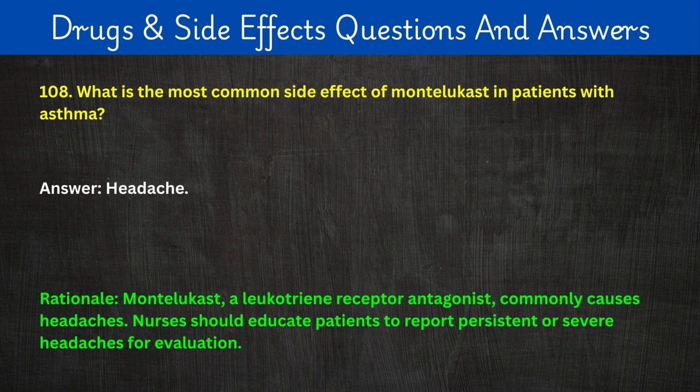108. What is the most common side effect of montelukast in patients with asthma? Answer: headache. Rationale: montelukast, a leukotriene receptor antagonist, commonly causes headaches. Nurses should educate patients to report persistent or severe headaches for evaluation.